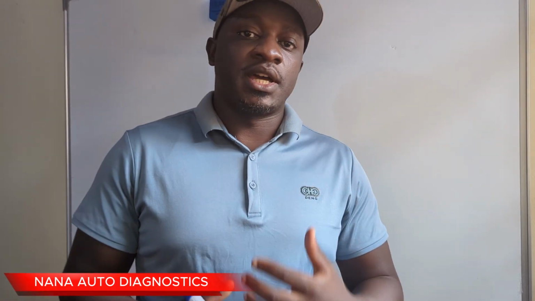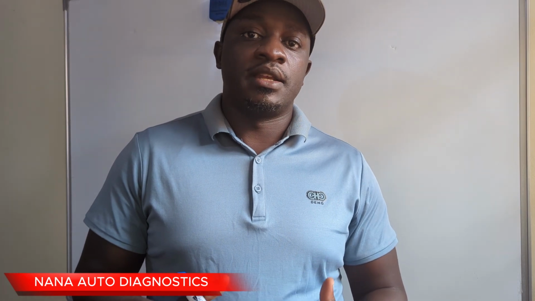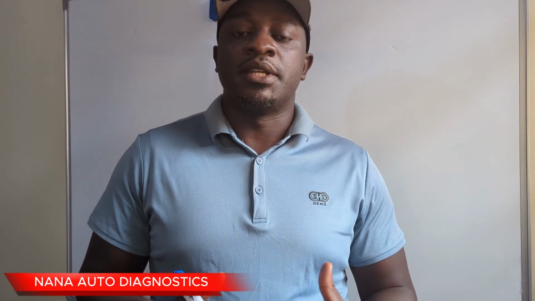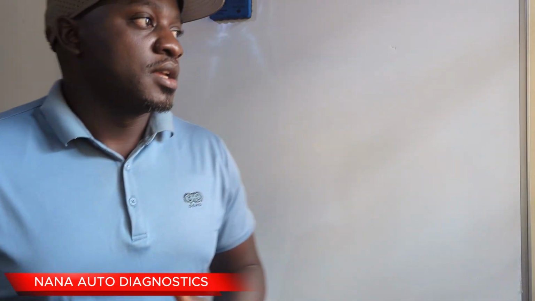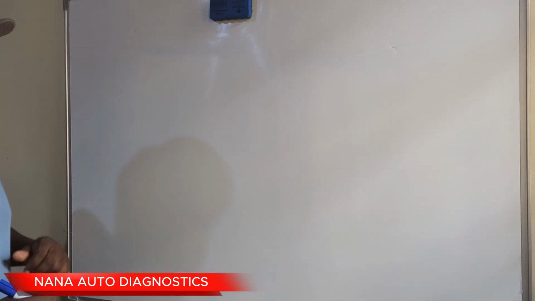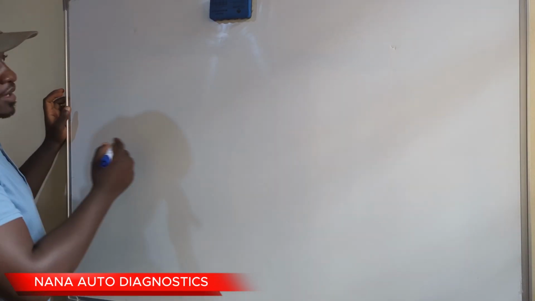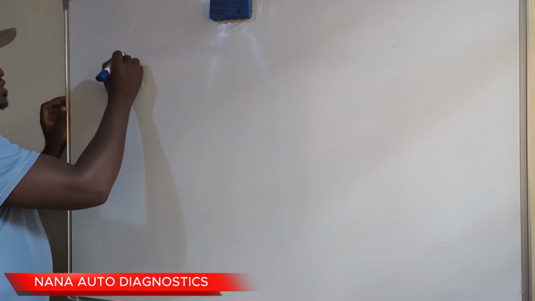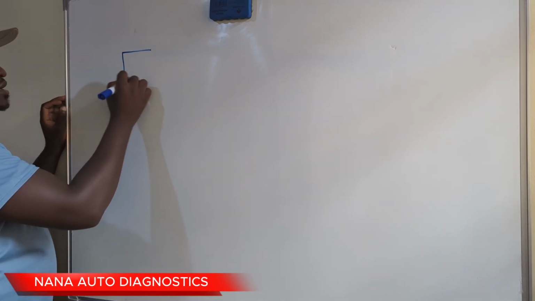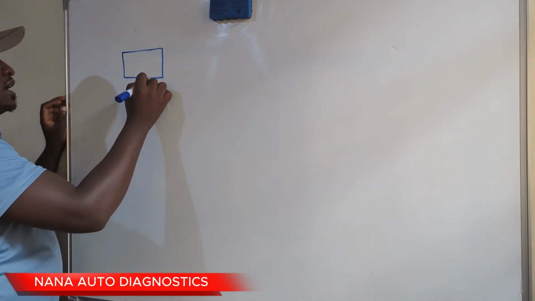If we are to understand how communication is achieved on the CAN bus, we need to understand a few parameters, and one of those is the termination resistance. So what is this resistance we are talking about? Now, on any given CAN bus, we have modules, or we can call them nodes.